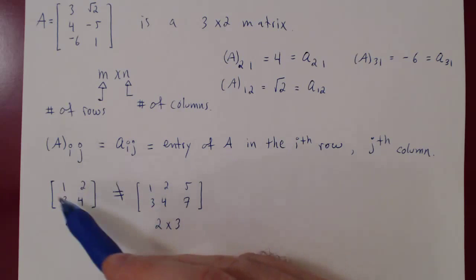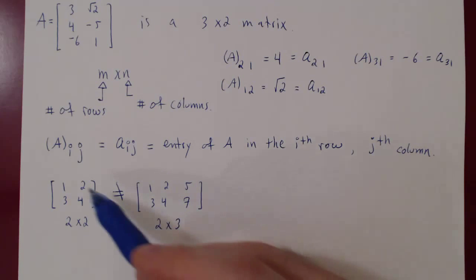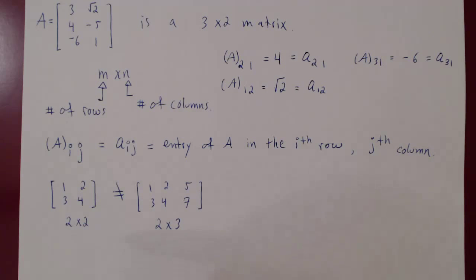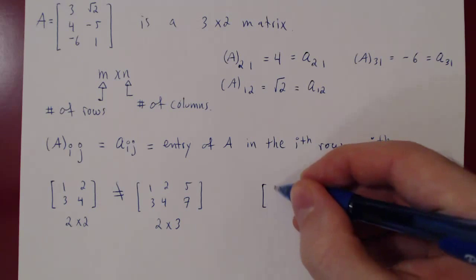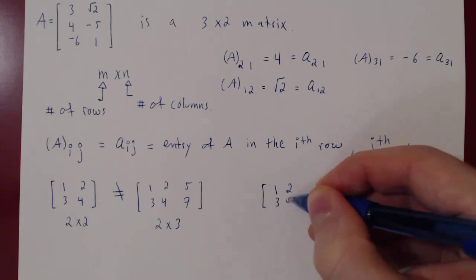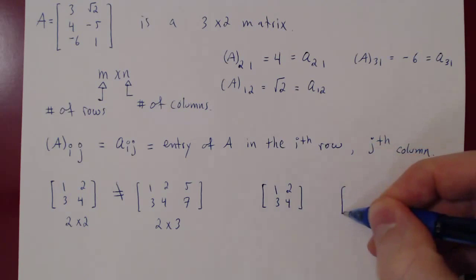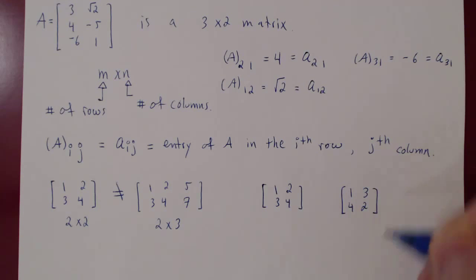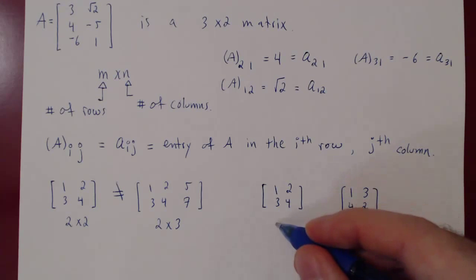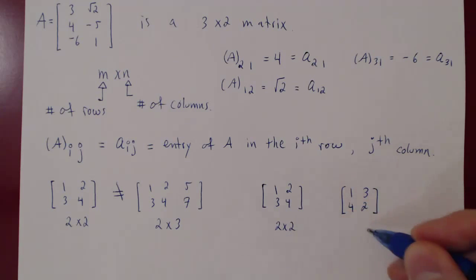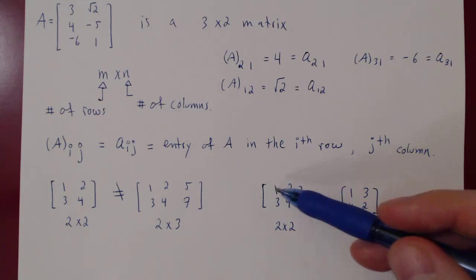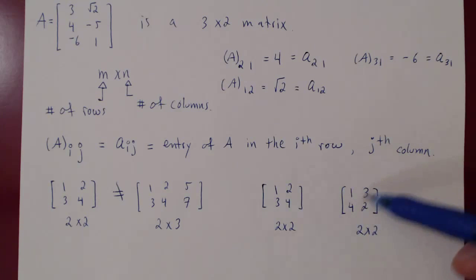For matrices to be equal, they have to have the same size. And now let's look at the entries. What if we looked at the matrix 1, 2, 3, 4, and the matrix 1, 3, 4, 2? Are these equal? They are both 2 by 2 matrices, and they have the same entries, right? 1, 2, 3, 4, 1, 2, 3, 4.